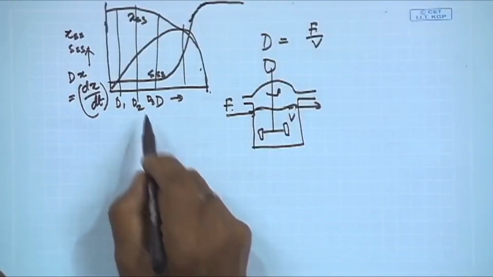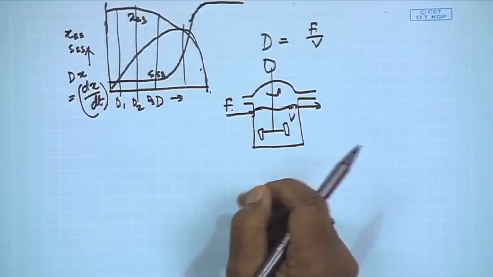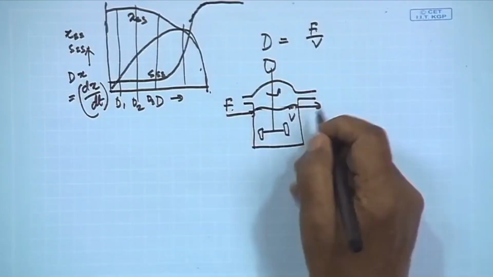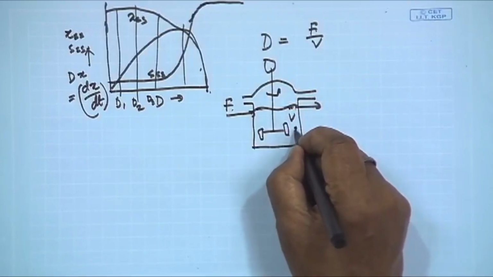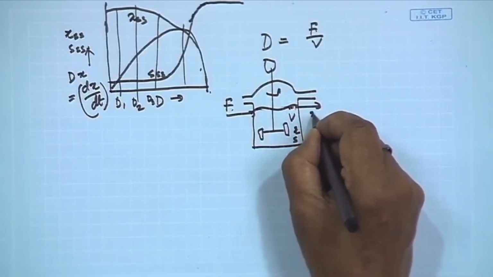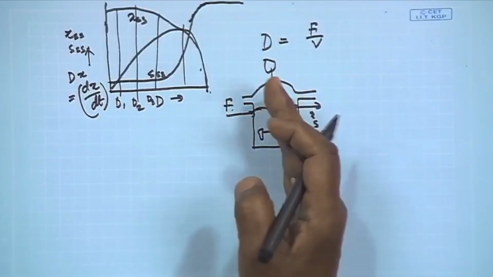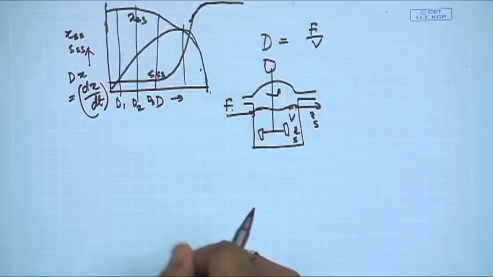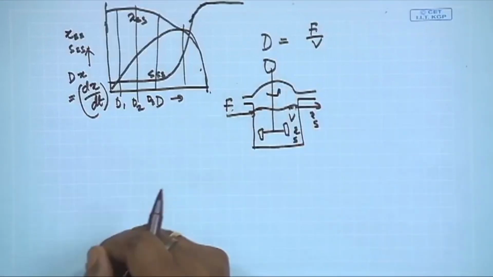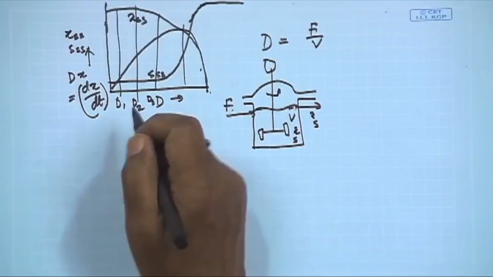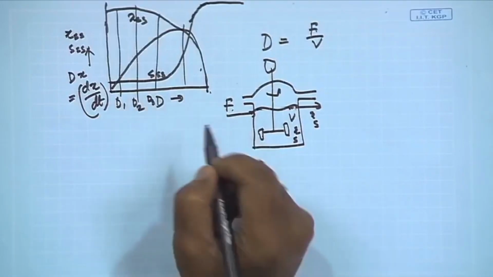So at different dilution rates, and I told you that when you change the value of D, after infinite time you will get the steady state condition. What is steady state condition? When the cell mass concentration and the substrate concentration remain unchanged with respect to time, that is called steady state condition. So at different dilution rates, you will get different steady state conditions.